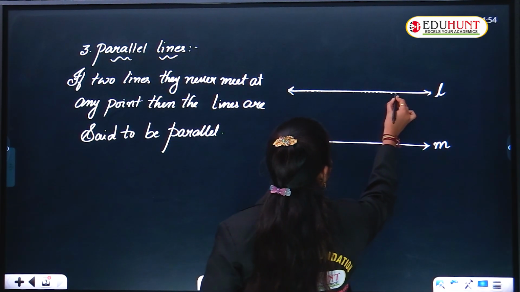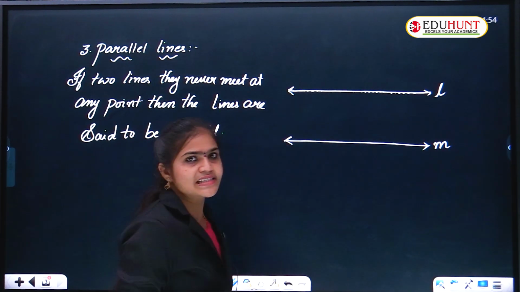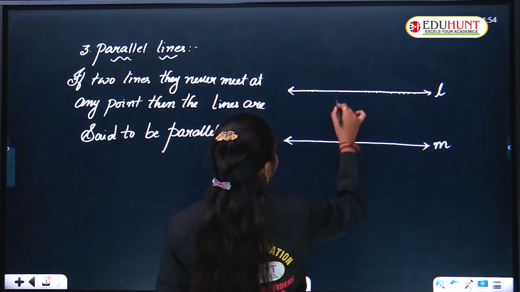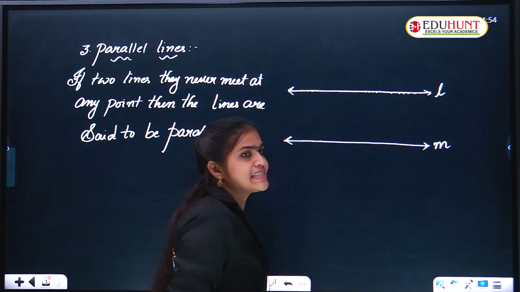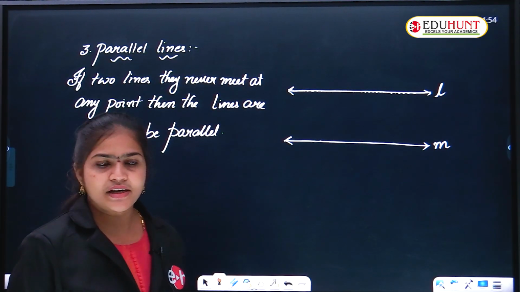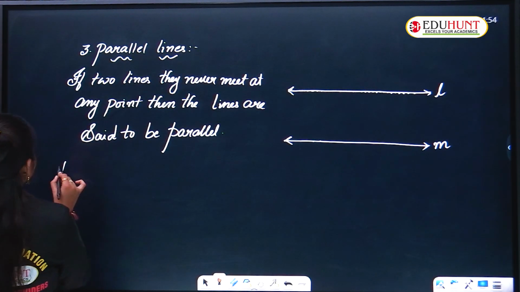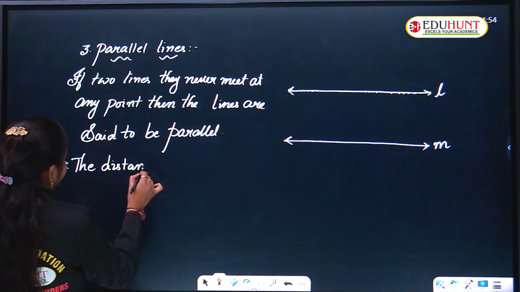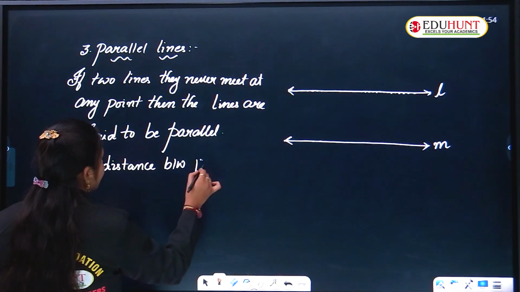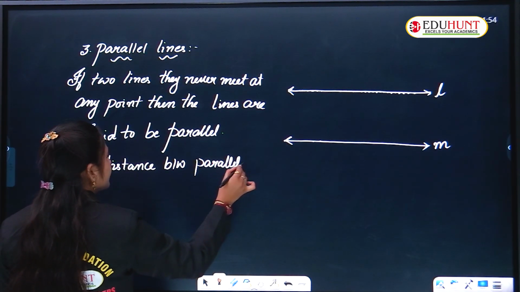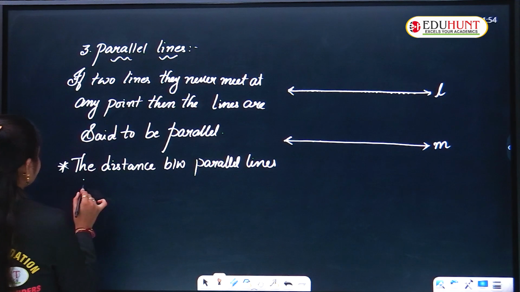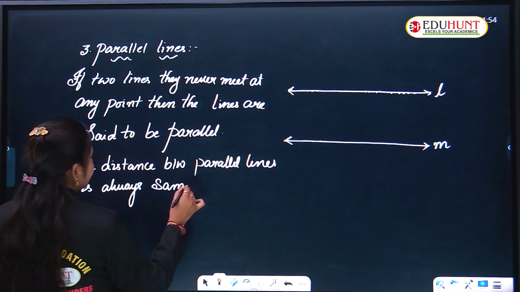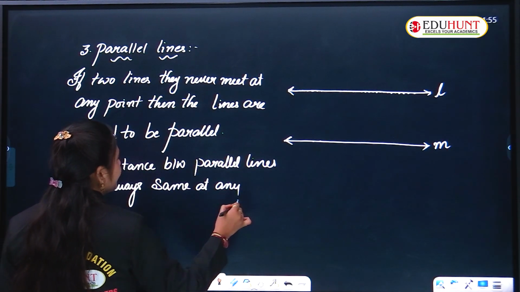By joining infinitely many points in a straight path, we get a straight line. Understood? At any point, if you want to check the distance between those two lines, it is the same only. You will get the same distance. Understood? That's why, what is that point, ma? The distance between parallel lines is always the same at any point.